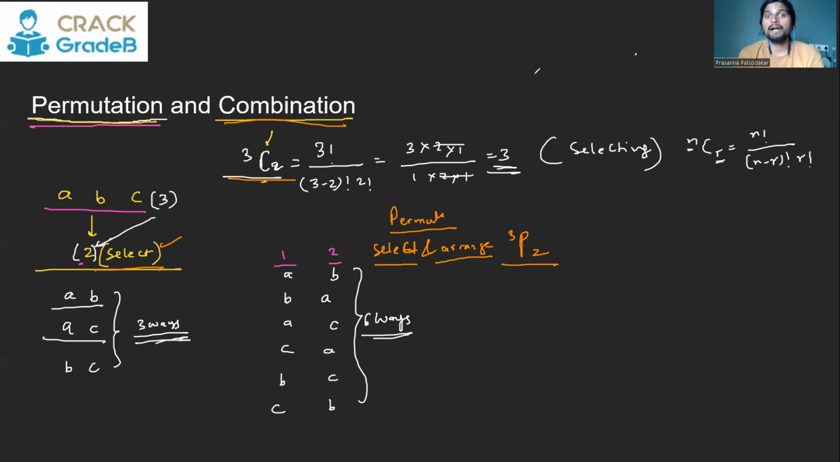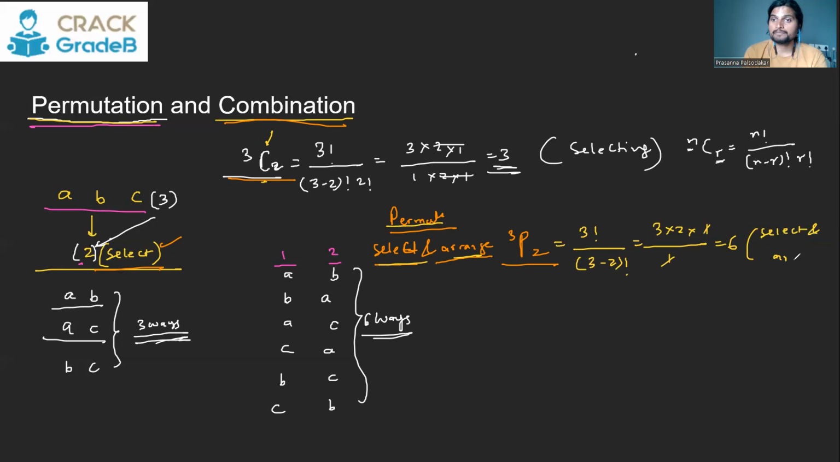But when you have to permute, permute means select and arrange, you are going to do 3P2, whose expansion is 3 factorial upon 3 minus 2 factorial. So 3 factorial means 3 into 2 into 1. 3 minus 2 means 1 factorial, which is 1. So the answer is 6. So there are 6 ways of select and arrange.